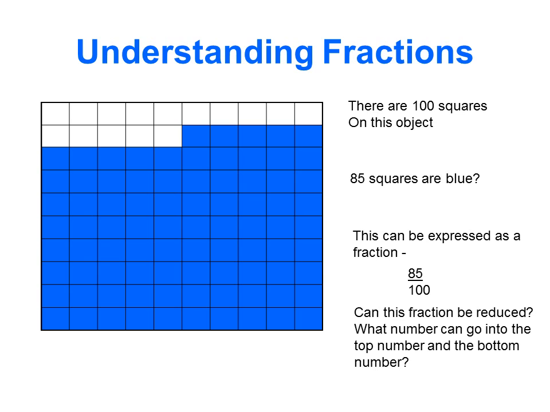So let's have a look at this square here, this one item. This big box has been divided up into 100 squares. 85 squares are in blue. This can be expressed as a fraction: 85 over 100. The bottom number, the denominator, tells us we've cut this box into 100 pieces, and the top number, the numerator, tells us that we are talking about 85 out of those 100 pieces, so 85 hundredths.